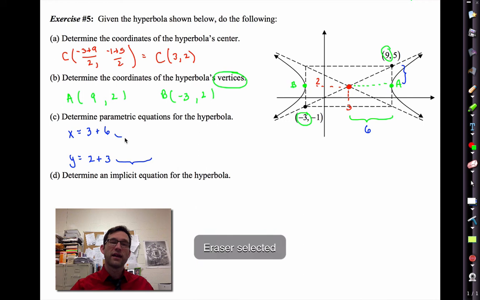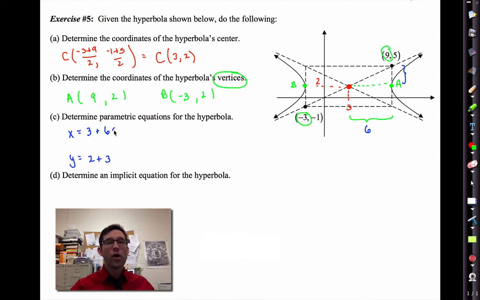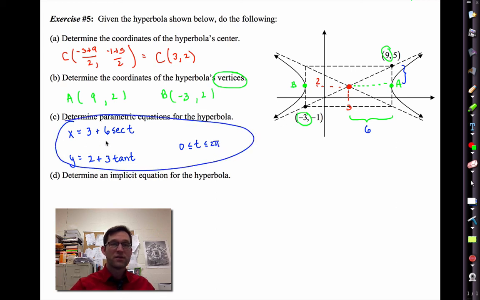So now the question is, what do we put in those two things? That's where the secant and tangent stuff comes in, and it's a little bit tricky. I would always advise you to check your answers. But because this opens horizontally, it's the x-coordinate that gets the secant, and it's the y-coordinate that gets the tangent. All right, so that's it. There's a parametric system that describes this hyperbola.